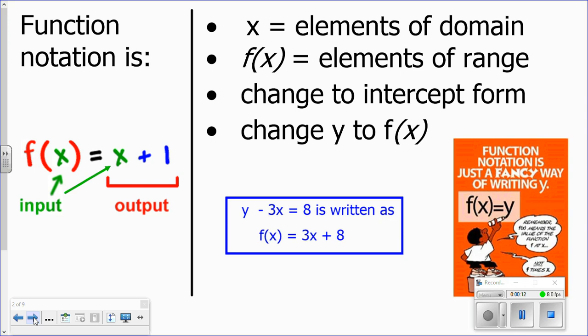Function notation means that the x are the elements of the domain and f of x are the elements of the range. So we change to intercept form and change the y to f of x. Y and f of x mean the same thing.